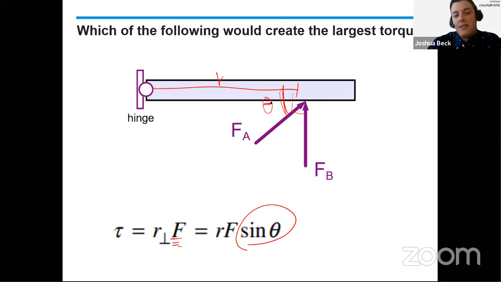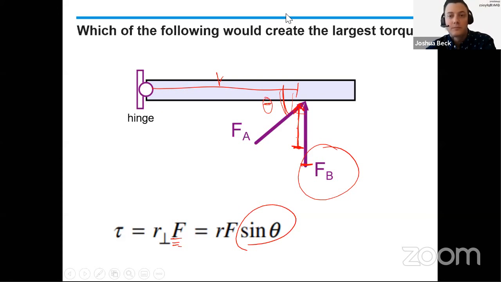If we were to take the sine of that angle and multiply it by F, what we're going to do is find this component, which is just the component that's perpendicular to that r value. So you can see that this component of force A is much smaller than this FB. So in this case, FA is not actually going to produce as much torque. So once again, FB is going to be the larger torque.